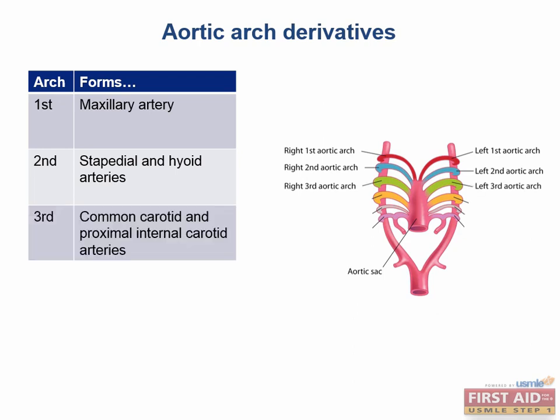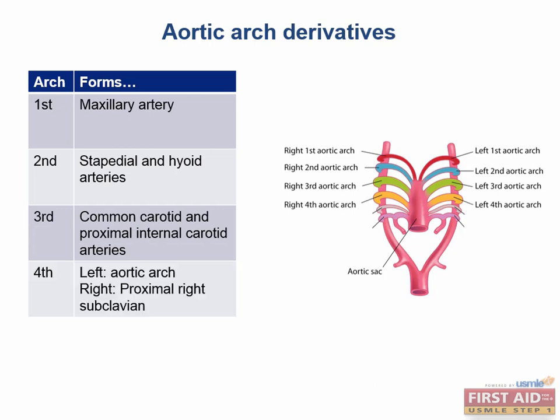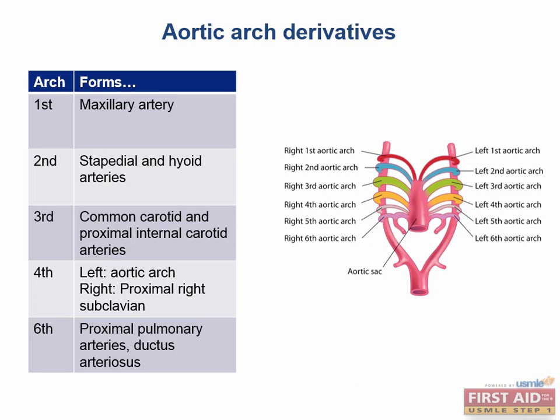The third arch forms the common carotid artery and the proximal part of the internal carotid artery. The fourth arch develops into different structures depending on the side of the body. On the left, it forms the aortic arch. On the right, it forms the proximal part of the right subclavian artery. The fifth arch regresses and is absent in the adults. So no 5. Be careful with this one as the USMLE likes to put it as a distractor in the answer choices. So now we have the sixth arch, which forms the proximal part of the pulmonary arteries, and on the left, it forms the ductus arteriosus as well.